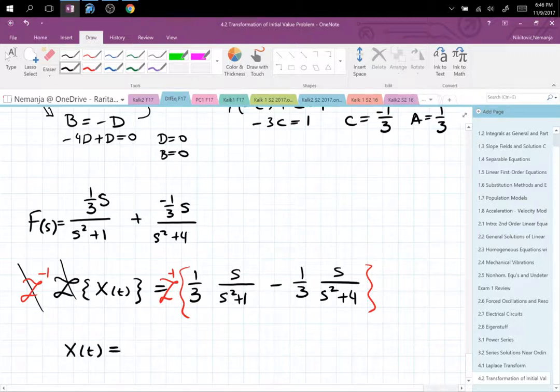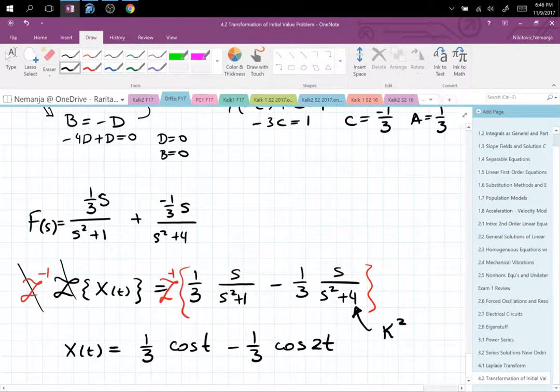And now is the time to enjoy the other side. 1/3 gets copied. And now what is s over s squared plus 1? Cosine 1t. So just cosine t. Nice. Minus 1/3. And what is s over s squared plus 4? Cosine 2t, because you're remembering that this puppy over here is k squared. And if k squared is 4, then k must be 2.